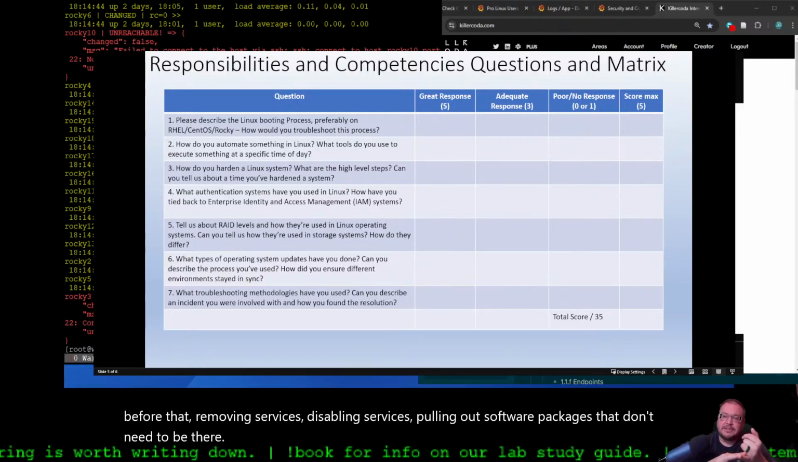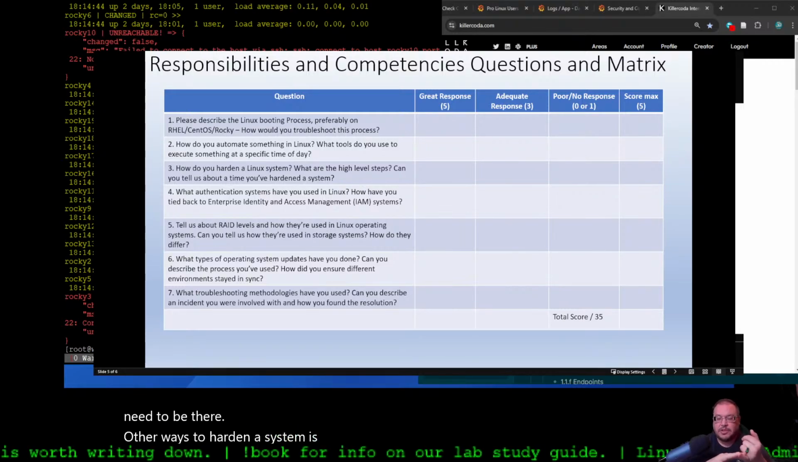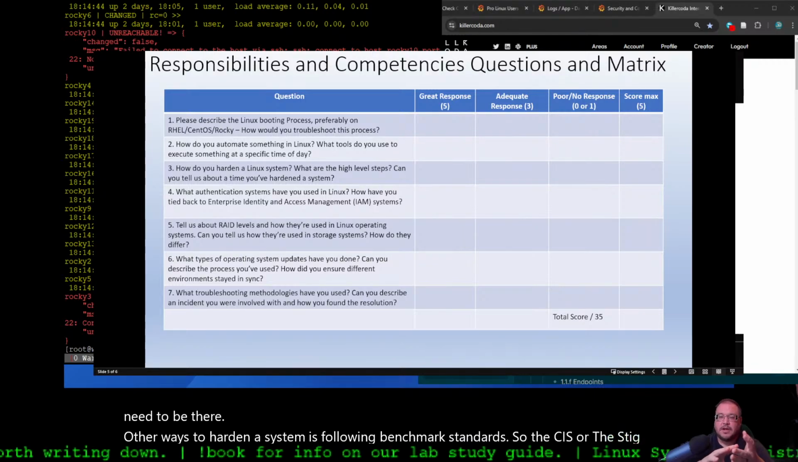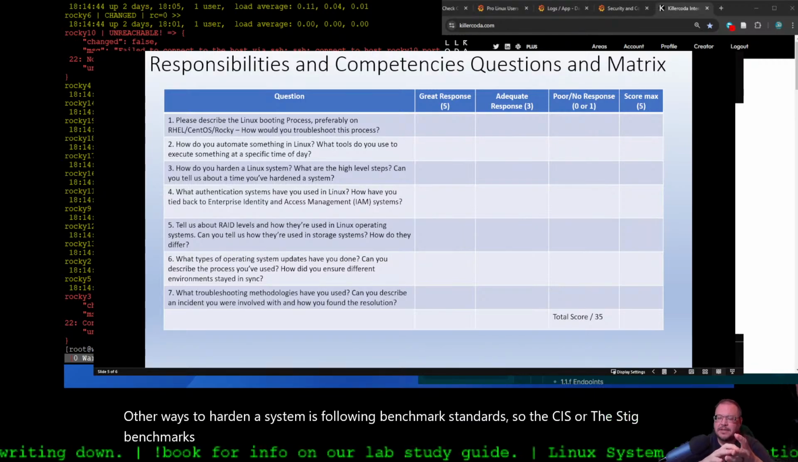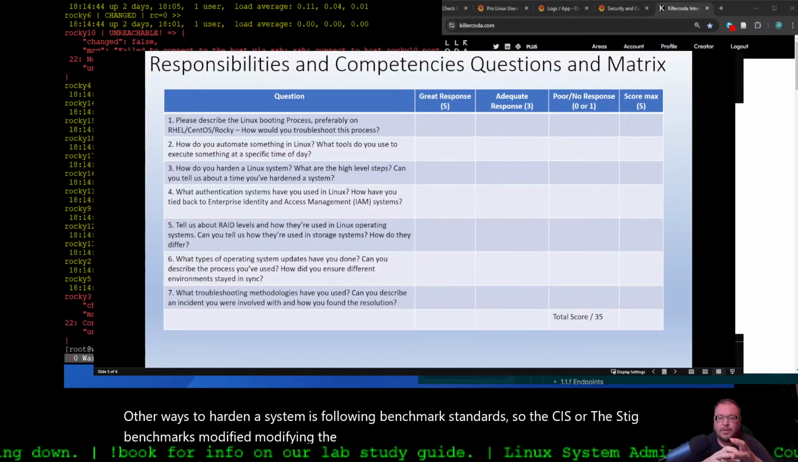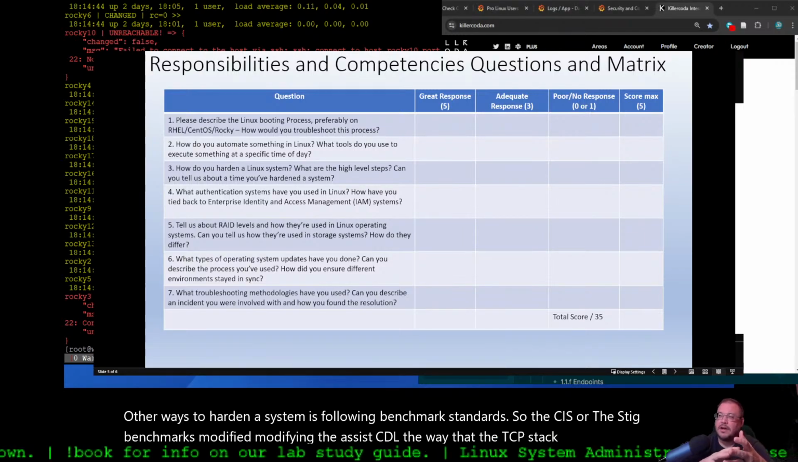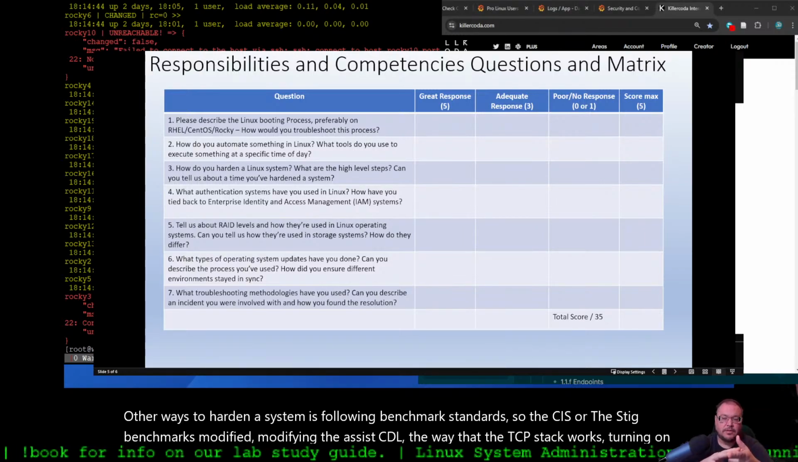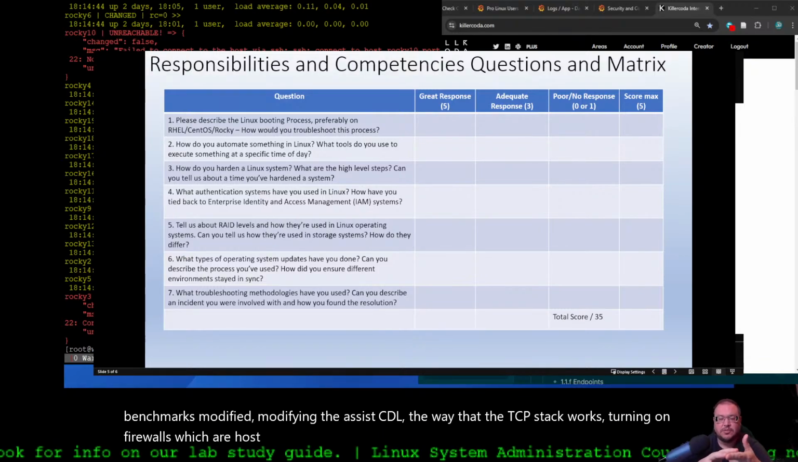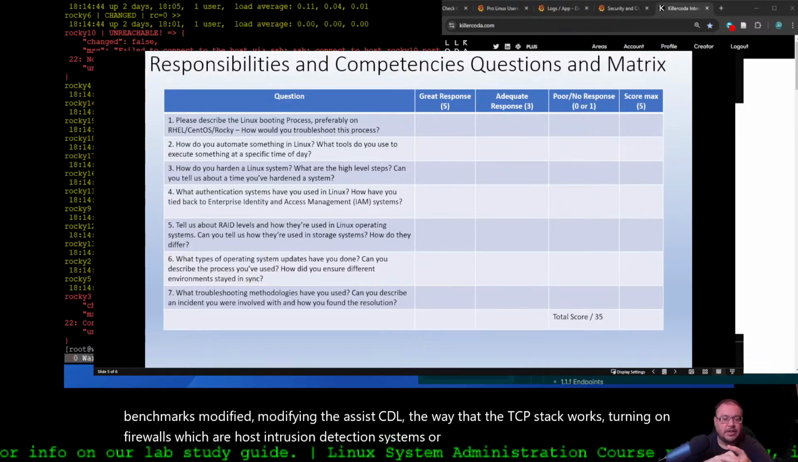Other ways to harden a system is following benchmark standards, so the CIS or the STIG benchmarks, modifying the sysctl, the way that the TCP stack works, turning on firewalls, which are host intrusion detection systems, or host firewall devices, right? Like all of these things.